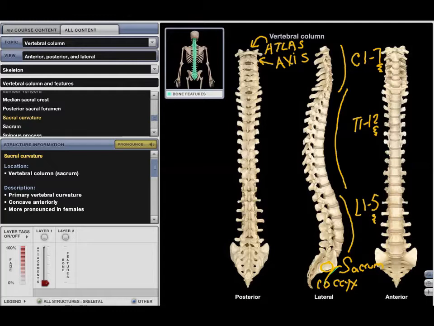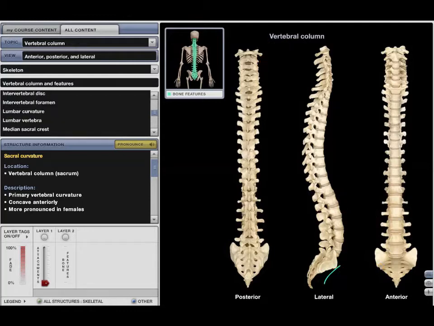The thoracic and the sacral curvatures are also sometimes called accommodation curvatures because they accommodate the thoracic and the abdominopelvic organs. And then the cervical and lumbar curvatures are sometimes called compensation curvatures because they help to shift the weight of the trunk of the body over the legs.